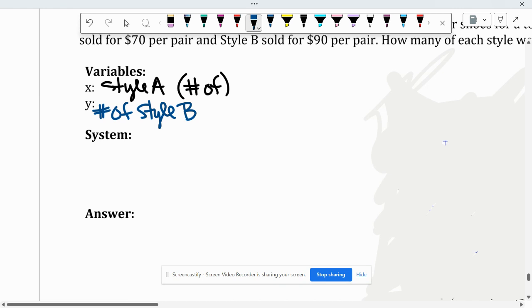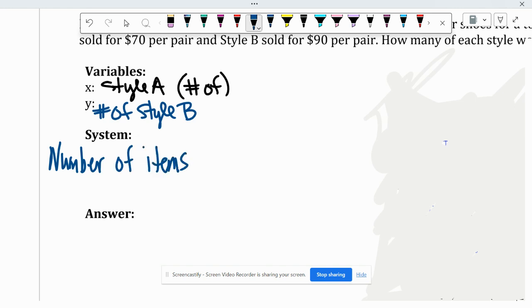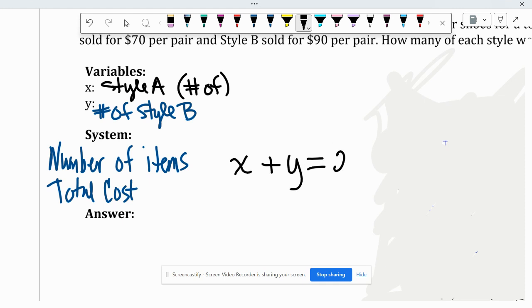Now we have to come up with 2 equations for our system. Here's typically how they work. The first equation that we write is usually the number of items. Not always, but usually. The next one typically represents the total cost. If X is the number of style A shoes, plus Y, the number of style B shoes, how many pairs of shoes did we sell? We sold 28. X plus Y is 28.